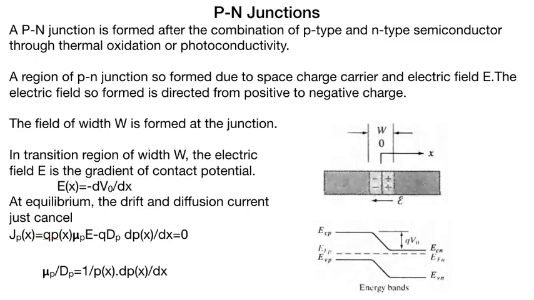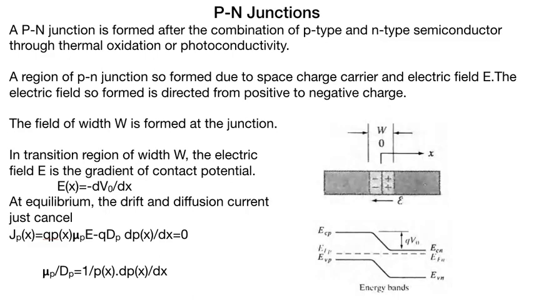P-N junction is formed after the combination of P-type and N-type semiconductor through thermal oxidation or photoconductivity. A region of the P-N junction is formed due to charge carriers and electric field. The electric field is directed from positive to negative. The width of the field is formed at the junction. In the transition region, the electric field is the gradient of the contact potential.